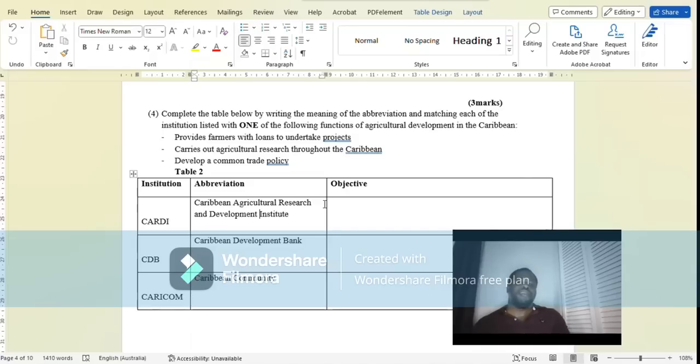Some farmers would have been in Jamaica. We have the Rural Agricultural Development Authority, RADA. One of the things that they would have looked at is to see if the farmers are registered. Sometimes the farmers need to be registered with those local institutions before they can access a loan.